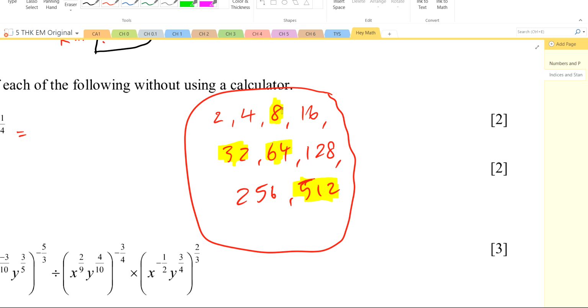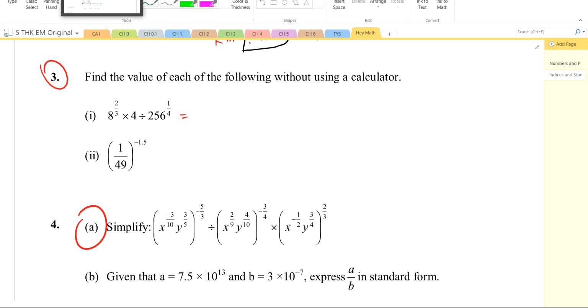No, more. No. Yes. Okay, so 8. You need to know 8 is actually 2 to the power of? Yes, 2 to the power of 3. Then we've got 8 to the power of 2 thirds, right?